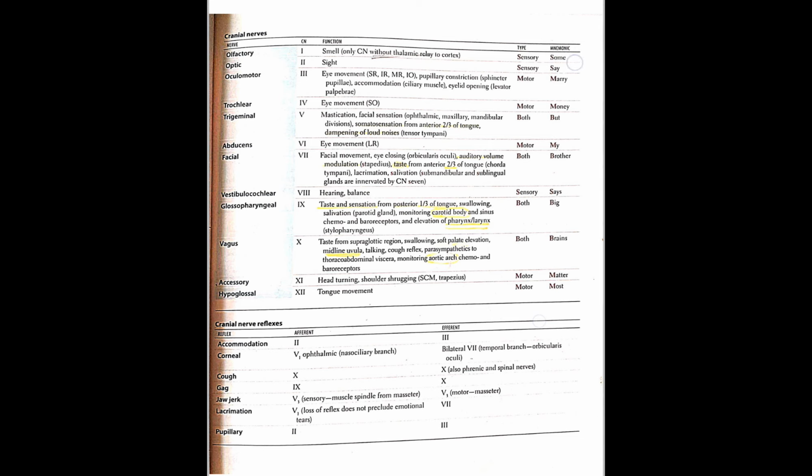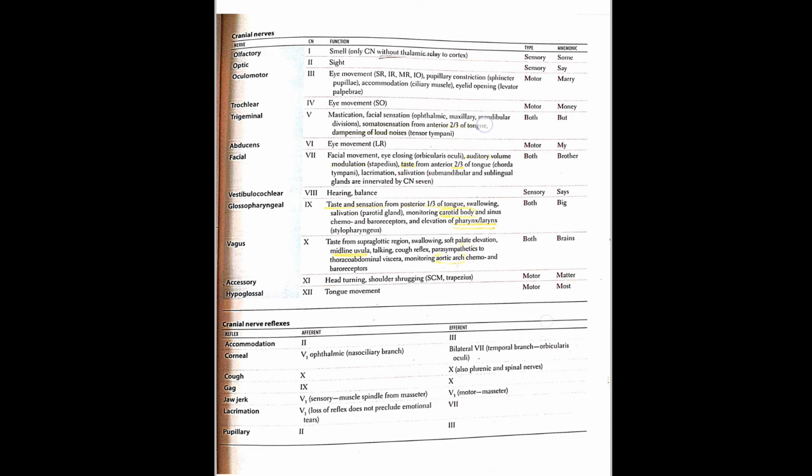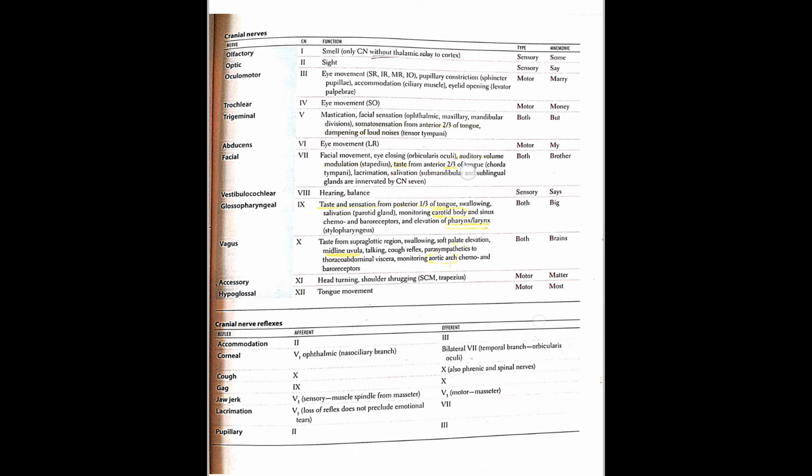So what is the mnemonic? Some say marry money, but my brother says big brain matters most. Remember that. Then we see the anterior 2/3 of the tongue's sensations will be by the trigeminal, taste by the facial nerve, and then we have posterior 1/3, both taste and sensation by the ninth nerve. Then carotid body is related to ninth nerve, and aortic arch chemo and baroreceptors are related to 10th nerve. And midline in the uvula, that is also due to 10th nerve.